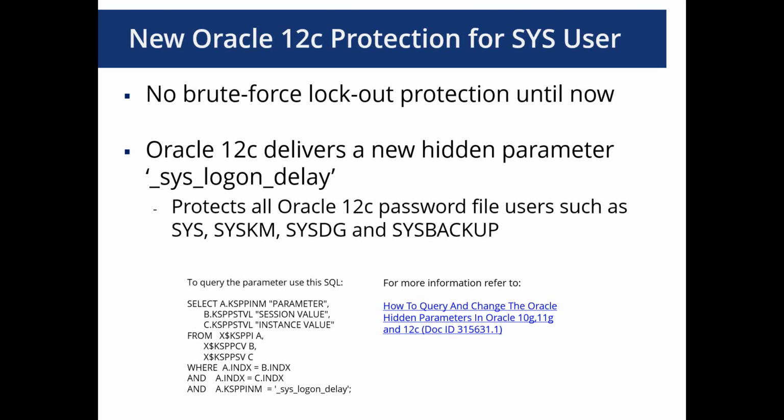Prior to 12C, there was no protection for the sys user from a brute force attack. So if I had a script and I was trying to guess the sys password, now Oracle with 12C allows, with this new hidden parameter syslogon delay, an integer value that specifies the number of seconds in between failed attempts. The default is 1 for 1 second. If you wanted to disable this, you would put in a value of 0.